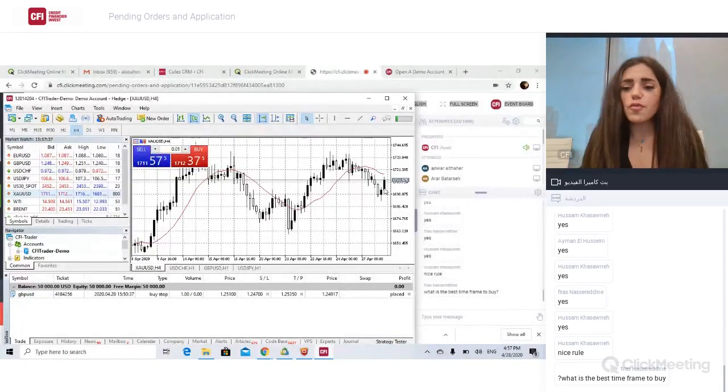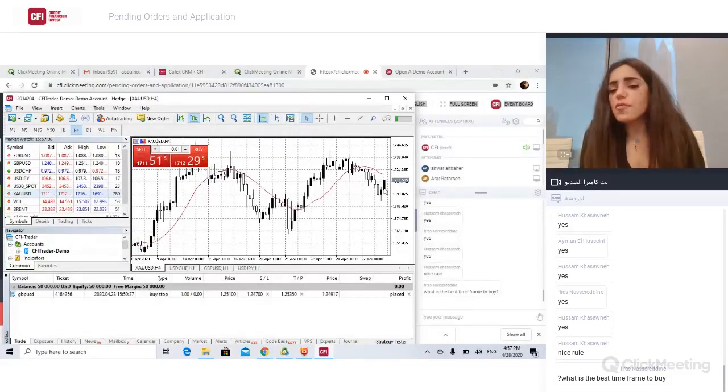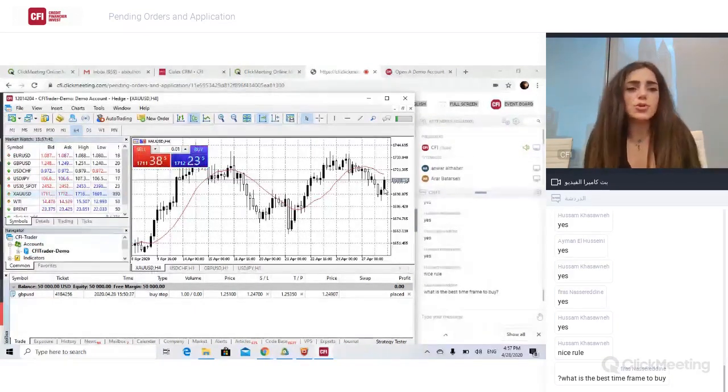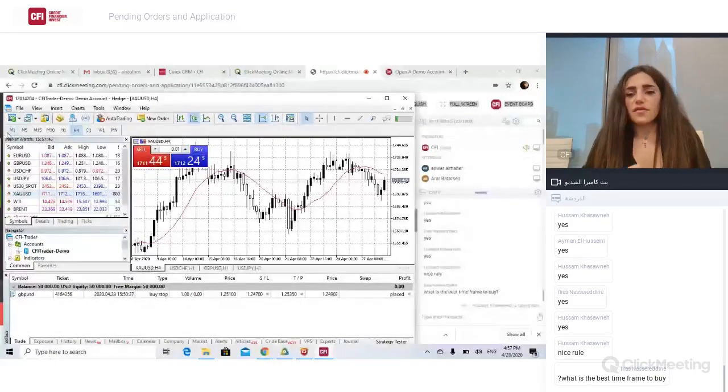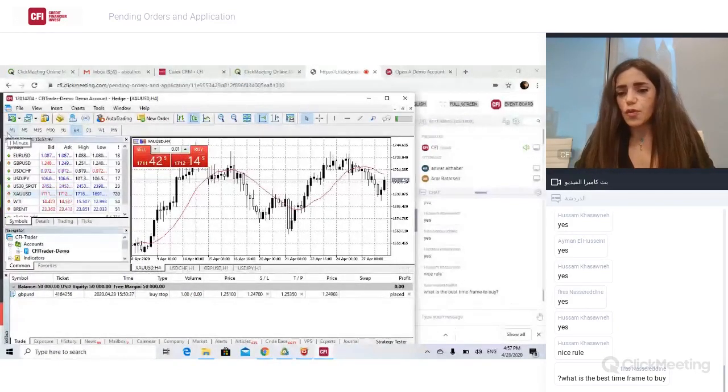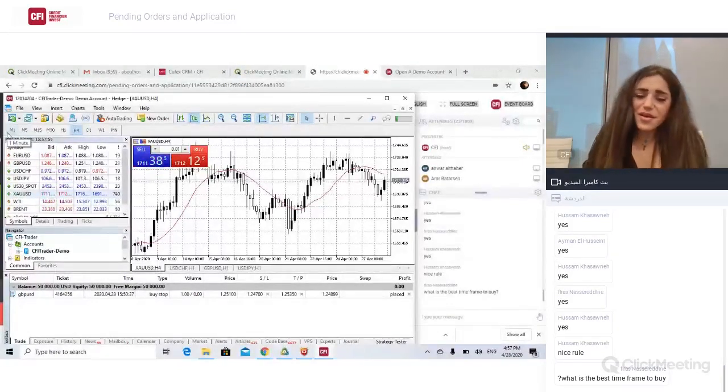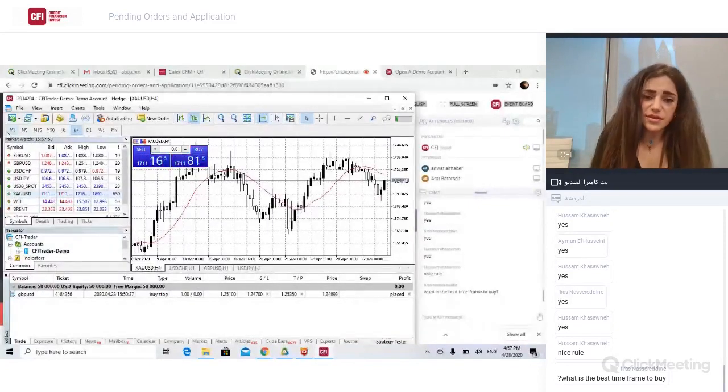What is the best time frame to buy? There is no best time frame, Firas. Some people are scalpers. They like to use minutes. They like to use 30 minutes. They like to use 1 minute. But for indicators to be effective, the bigger the time frame, the better it is.